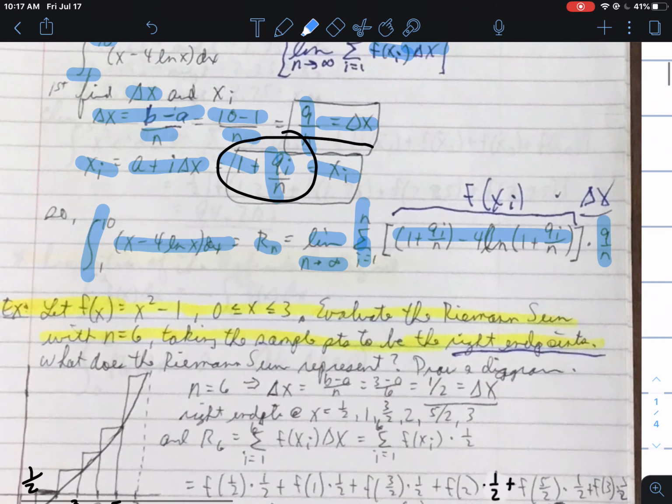I'll leave that up there for a second. Yeah, so that's a little bit more funky, right, in terms of that shift or conversion from the integral to the limit of sums. Right? But you have to find delta x, find x sub i, and plug those in. Okay.